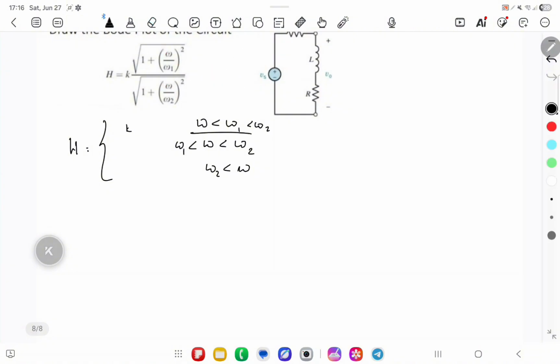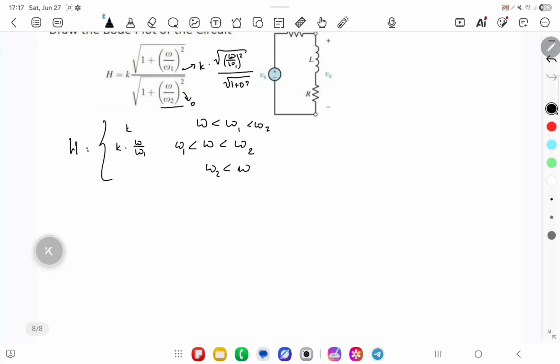In the second case, when our omega is already greater than omega 1, we will still consider that this term is negligible, but this term over here is no more negligible. And in that case, the effect of 1 is indeed negligible. So what we will have is k multiplied by omega over omega 1 squared over 1 plus 0 squared. In that case, we simply have k multiplied by omega over omega 1.